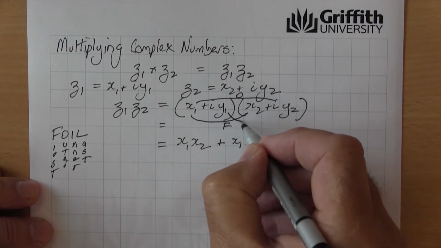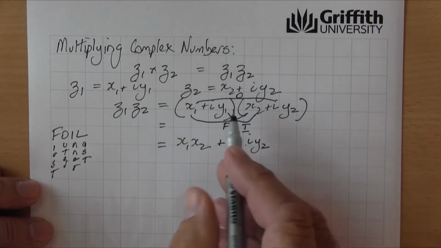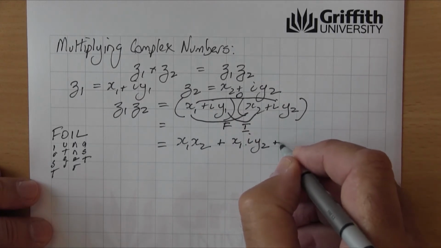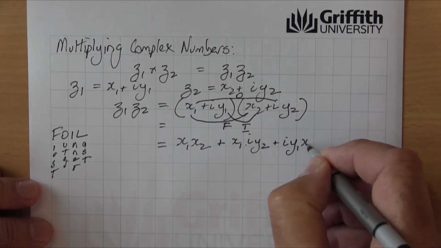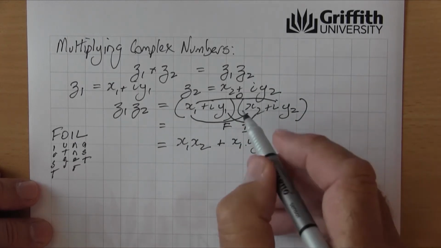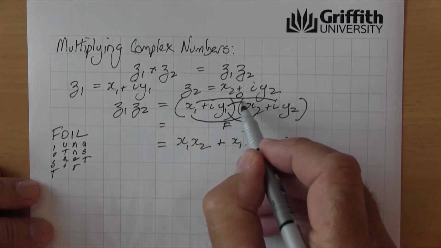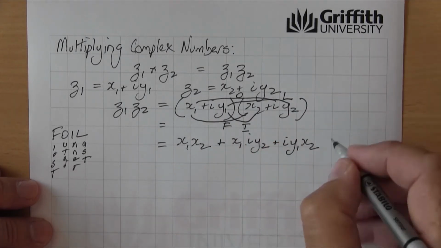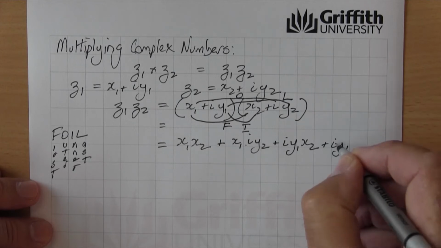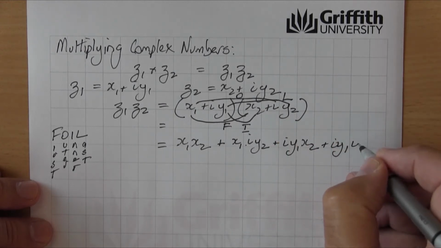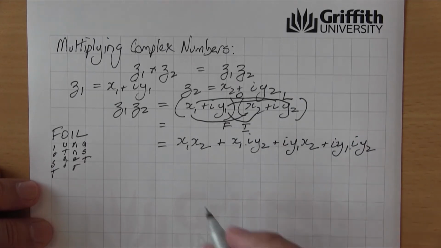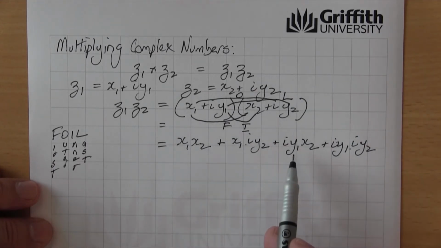The inner are the innermost terms in this multiplication, so that's plus i y1 x2. And then last is the last of each of the brackets, so that'll be plus i y1 times i y2. So we use FOIL, and that comes up with this expression here.